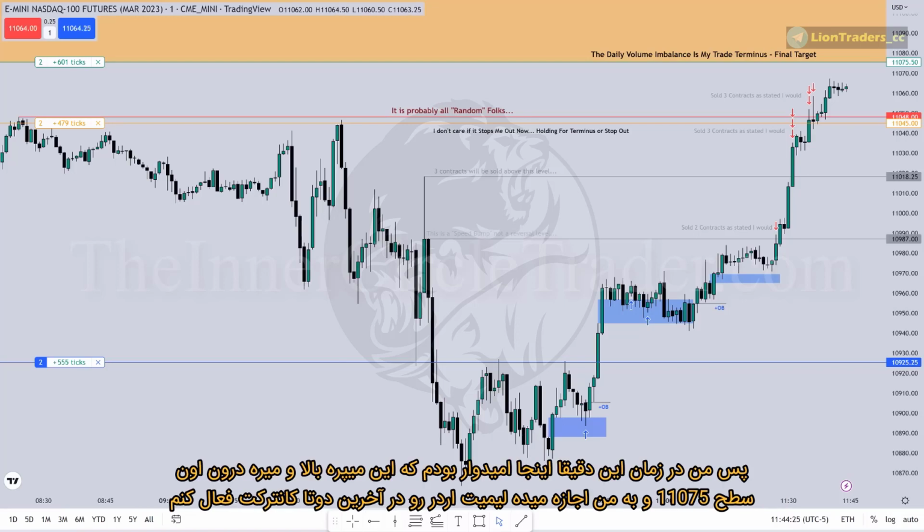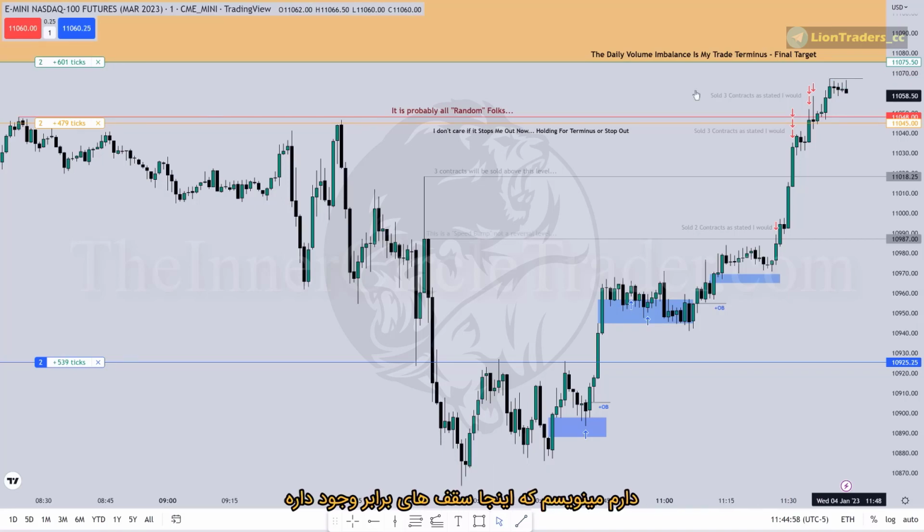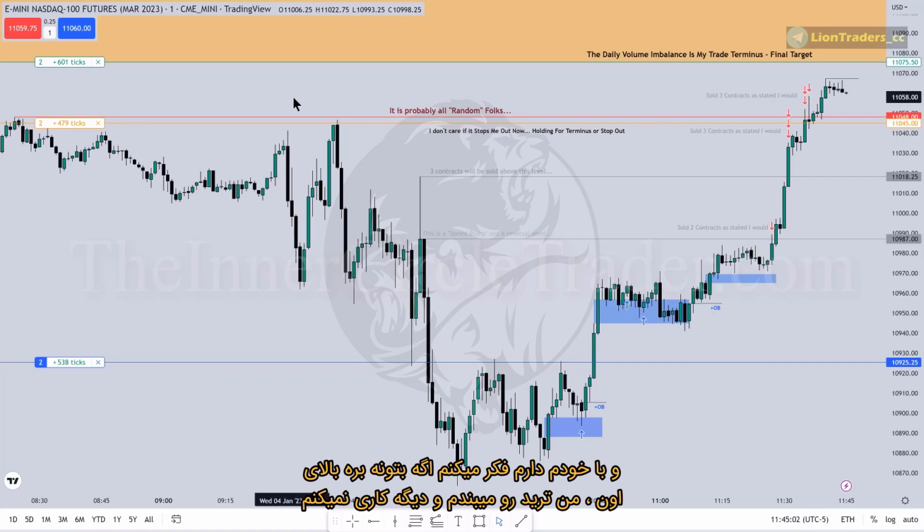So I'm hoping at the time of this right here that it springs up there and snaps into that 11,075.50 level and allow me to get the limit order on the last two contracts. I'm noting that there's equal highs here, and I'm thinking to myself, if it can go above that, I'm going to collapse and just be done.